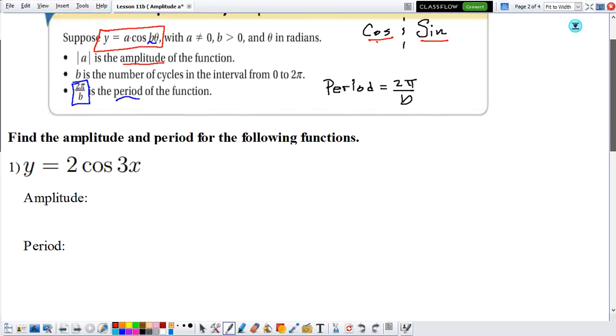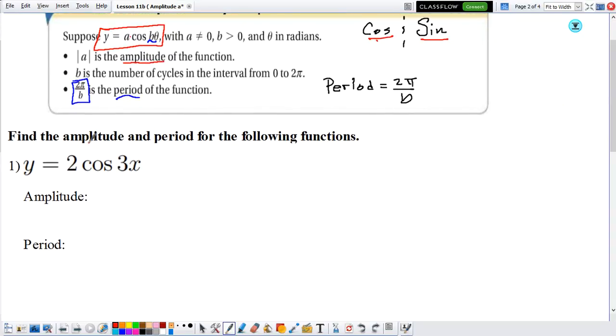Now, here, let's find the amplitude and the period for the following. The amplitude is the easiest to find because if you notice here, the number that is in front of the cosine function is a 2. Well, that's your amplitude. The amplitude is 2. That's it. Nothing fancy here. That number is always positive. So the amplitude is 2.